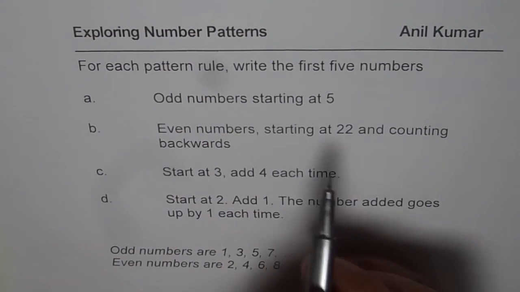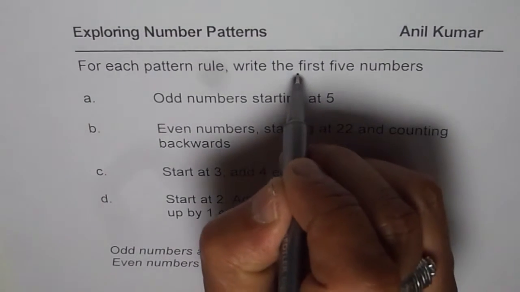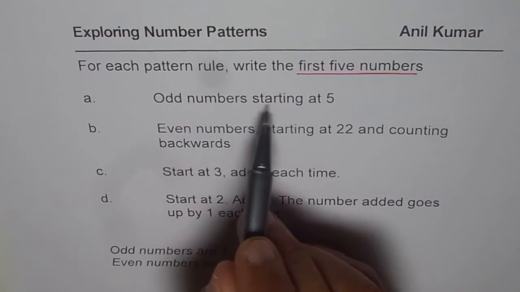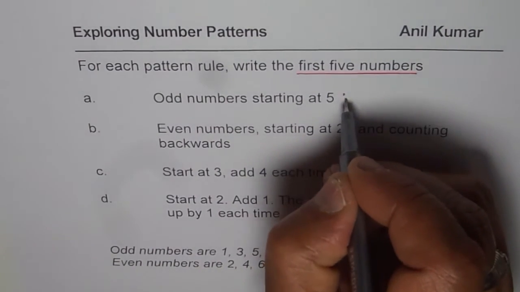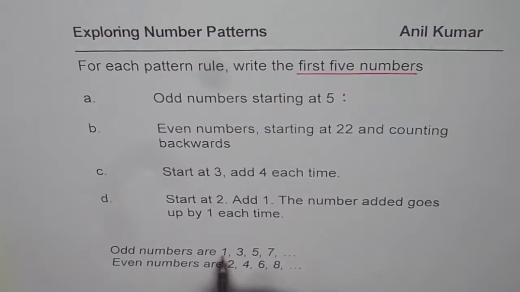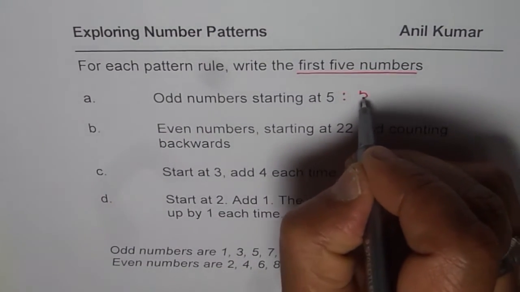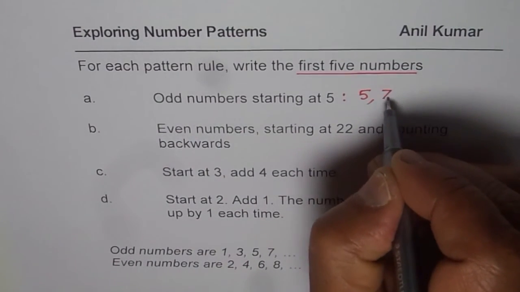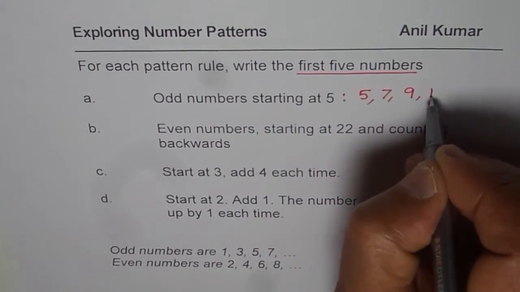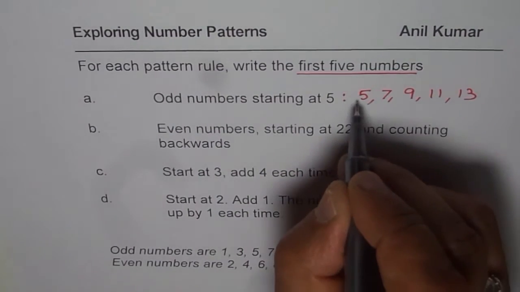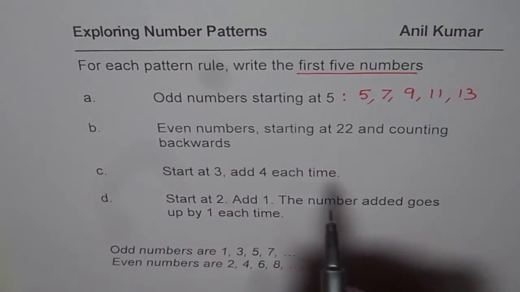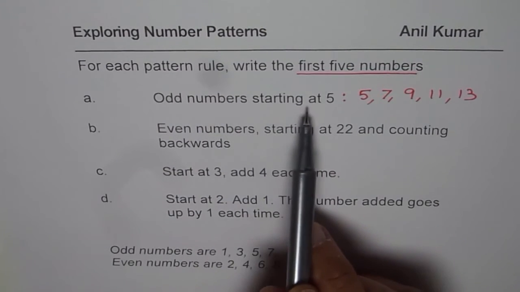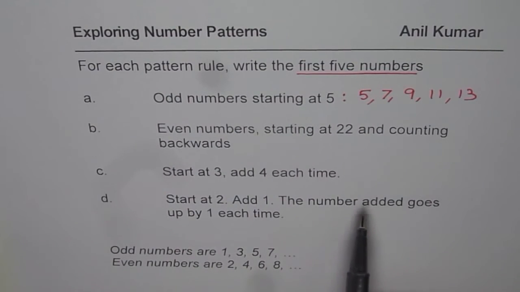We need to write first 5 numbers. You need to write 5 numbers for each. Odd numbers starting at 5, right? So that means 5 is also an odd number, right? 1, 3, 5, 7, kind of, right? 5. Next odd number is 7. You have to add 2 to get next odd number, right? 9, 11 and 13. So these are your first 5 numbers of the pattern defined by odd numbers starting at 5. You get the point, right?